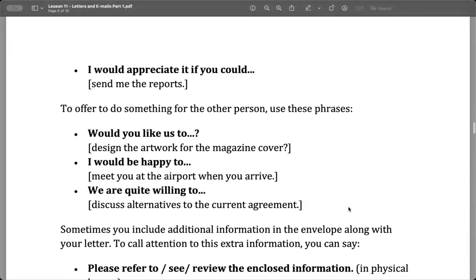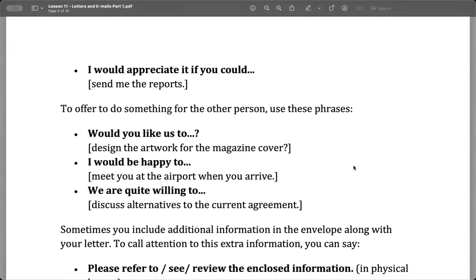Okay. I would appreciate if you could send me the reports. To offer to do something for the other person, use these phrases. Would you like to design the artwork for the magazine cover? I would be happy to meet you at the airport when you arrive. We are quite willing to discuss alternatives to the current agreement.